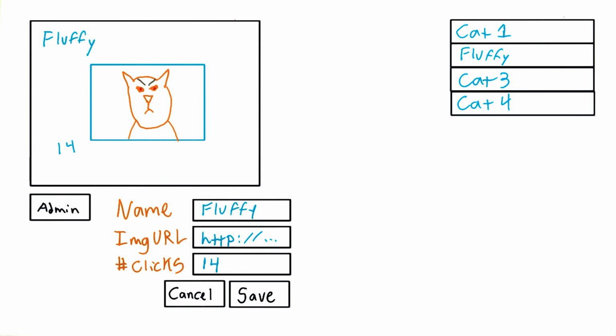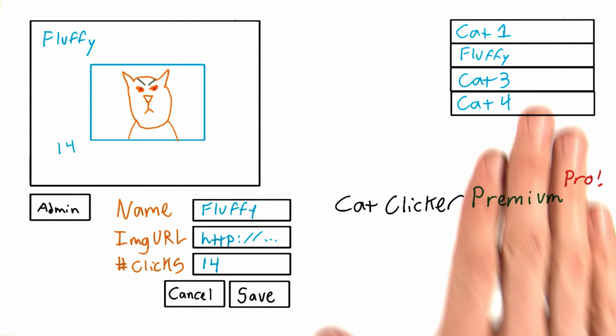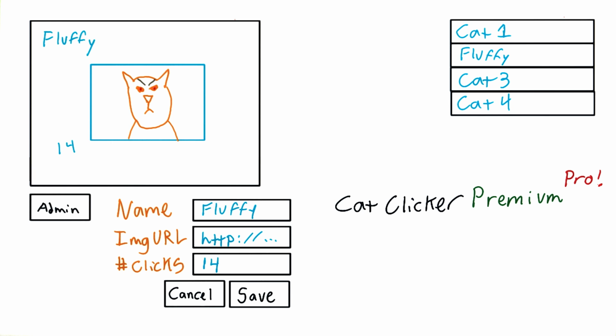Now what about the octopus? In your octopus, you'll have a function for opening the view when you press the admin button, a function for closing the view when you press cancel, and a function for updating the current cat with the new values when you press save. We'll call this version Cat Clicker Premium Pro. Also remember that this exercise here is not meant to be super easy.